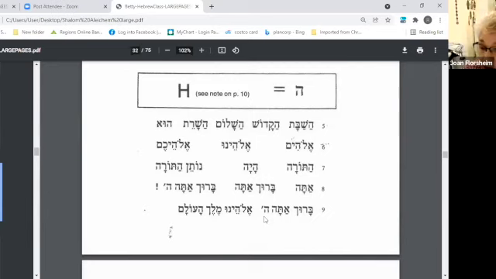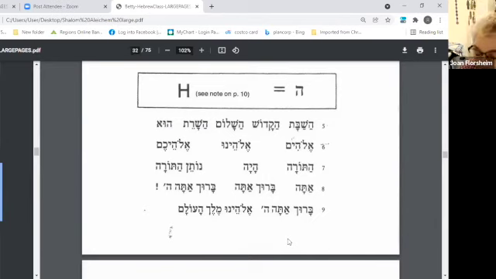Asher kitshanu b'mitzvotav v'tzivanu, to light the Shabbat candles, or to do any number of things. Baruch atah Adonai Eloheinu melech haolam is the first 6 words of every bracha. That second part is only for brachot that deal with commandments.